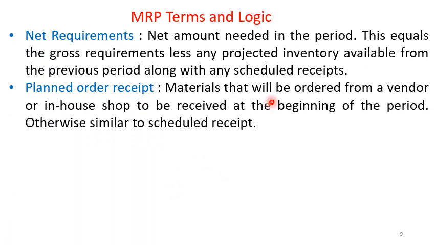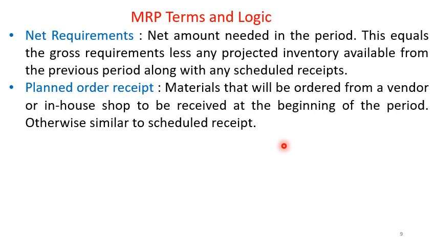That is, material that will be ordered from a vendor or an in-house shop to be received at the beginning of the period. Otherwise it is similar to scheduled receipt. So the planned order receipt, materials that will be ordered from a vendor or an in-house shop to be received at the beginning of the period. So scheduled receipt was one that you have ordered already and is yet to come. Planned order is you have not made the order at all. You are going to order it and you are expecting the vendor to supply it to you in the beginning of the period. So that's the difference between planned order and scheduled receipt.